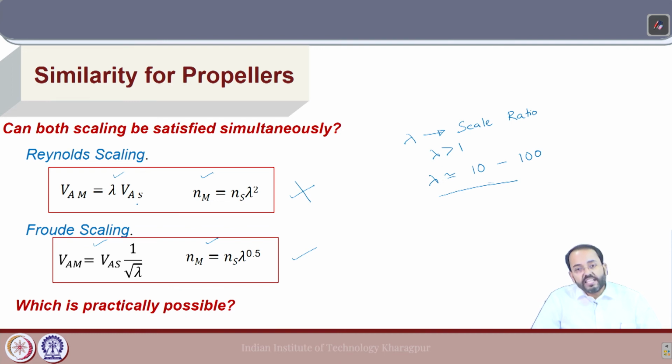This can be visualized better with the help of a problem that we will do in this class. On the other hand, if we do Froude scaling, the values that we have for velocity and RPM can be well maintained in terms of the capability of the towing tank where we do ship model testing. So, we use Froude number similarity when we do ship propulsion tests, and we compute the values in the model scale and they are extrapolated to get the full scale powering.